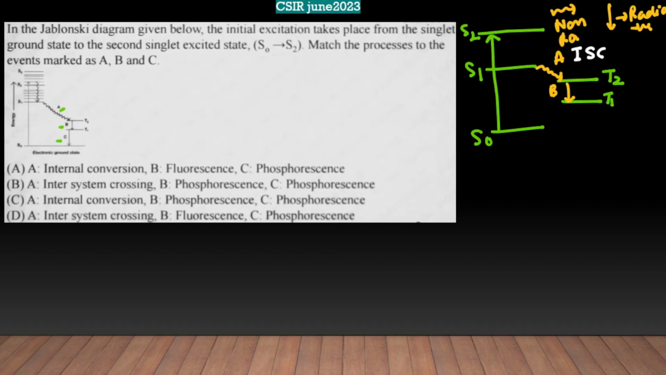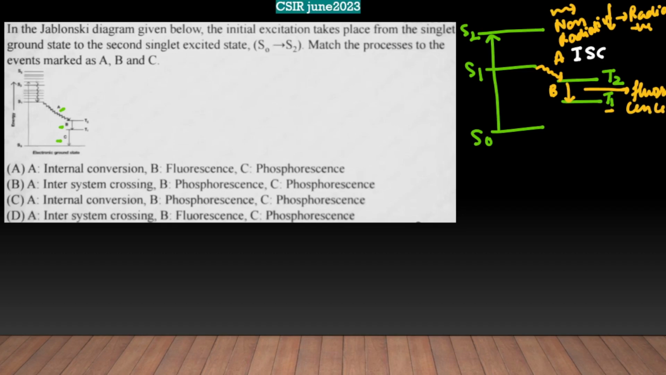And in radiative processes, we have only two, that is fluorescence and phosphorescence. If this transition takes place between the same spin states, that is fluorescence, and if it is between different spin states, that becomes phosphorescence. Here it is from T2 to T1, which means the same spin states. So the B process will be called fluorescence.